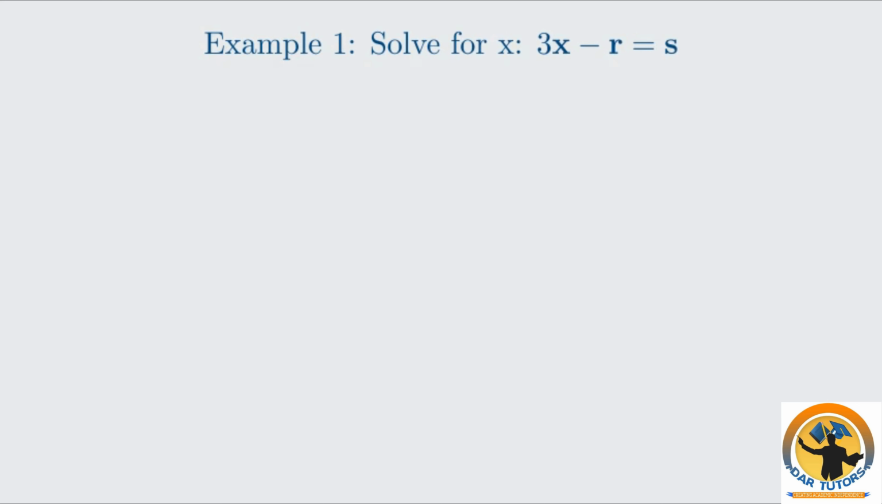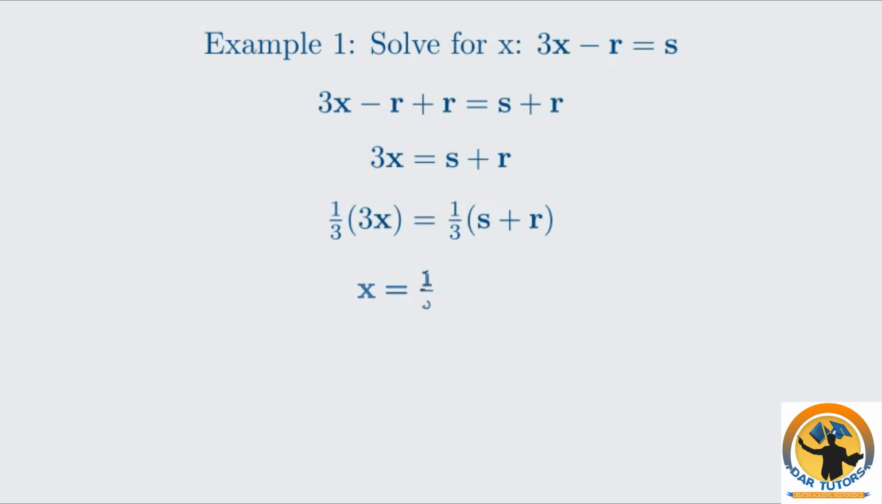Now we have 3 times x equals the vector s plus r. To find x, we need to get rid of the scalar 3. We do this by multiplying by its reciprocal, 1/3. Multiplying both sides by 1/3 gives us x equals 1/3 times the quantity s plus r. This is our final answer.